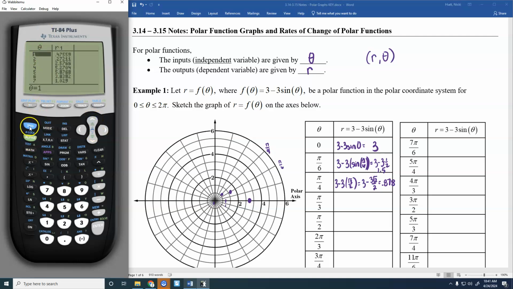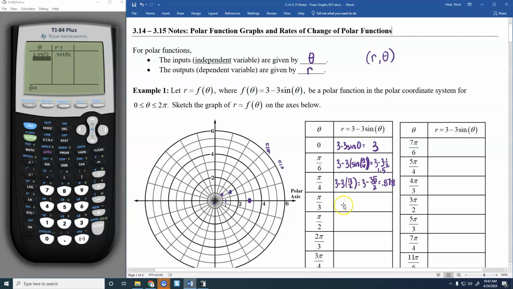So I'm going to go to second window, which will take me to table setup. And I want to go down here to the independent variable and change it to ask. If yours was already on ask, then yours is already on ask. And now if I go back to my table, mine will look blank, just like Lucas's did. But when I type in pi over 3, it'll give me an answer. So I got 0.40192.